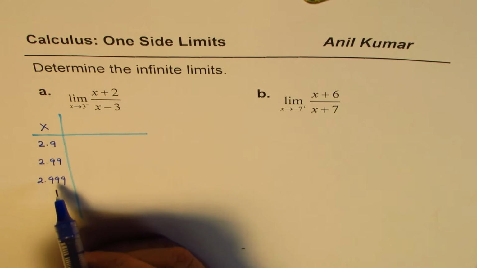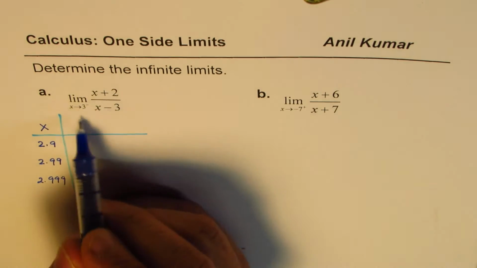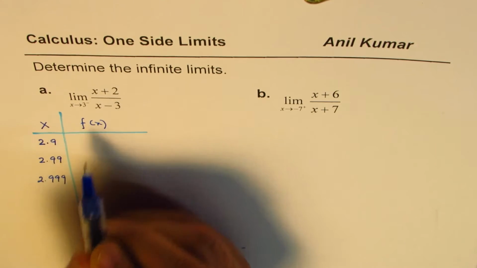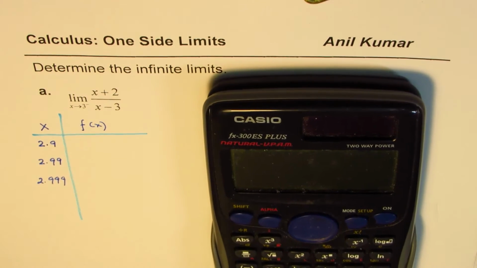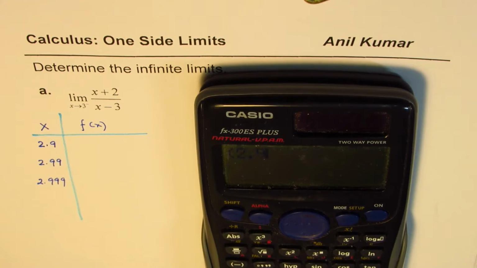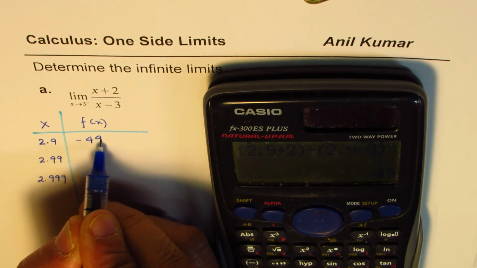So as x approaches closer and closer to 3 from the left side, what happens to the value of this function? Let's call this f of x, right? We'll use a calculator to calculate this value. In the calculator, the numerator here is x equals 2.9 plus 2, divided by the denominator, which is 2.9 minus 3, and what we get is minus 49.